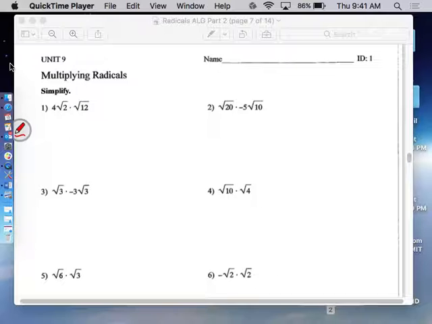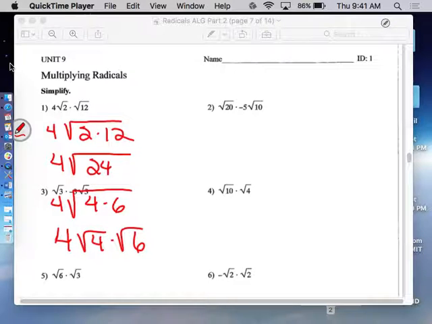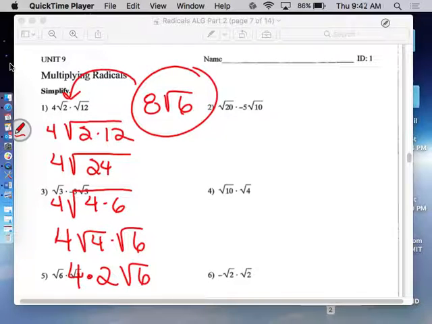Number 1, I have a number outside, the 4, so I'm just going to leave it sitting there for just a minute, and I'm going to gather the 2 and the 12 under the same radical. So I'm now going to simplify the square root of 24. So 24 is 4 times 6. The square root of 4 is 2. So you could think of this as the square root of 4 times the square root of 6, which is just going to be 4 because the 4 is sitting out here, times 2, representing the square root of 4, radical 6. So your simplified answer would be 8 radical 6 for number 1.